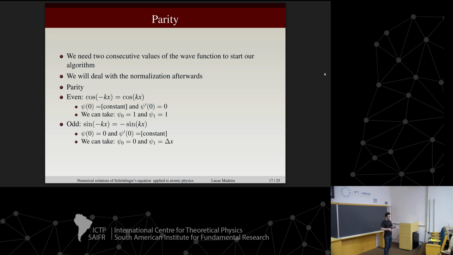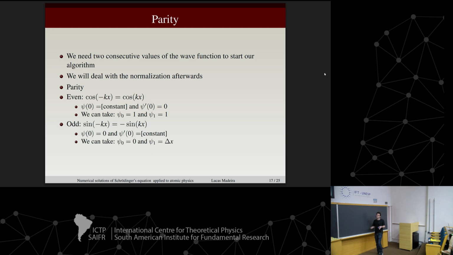Yes, so if I have a potential that has a definite parity, like the infinite square well, but it's not the only one, I always get solutions that have good parity, even and odd. What I'm saying is, this you can apply for any potential that you have. Even solutions. Okay.